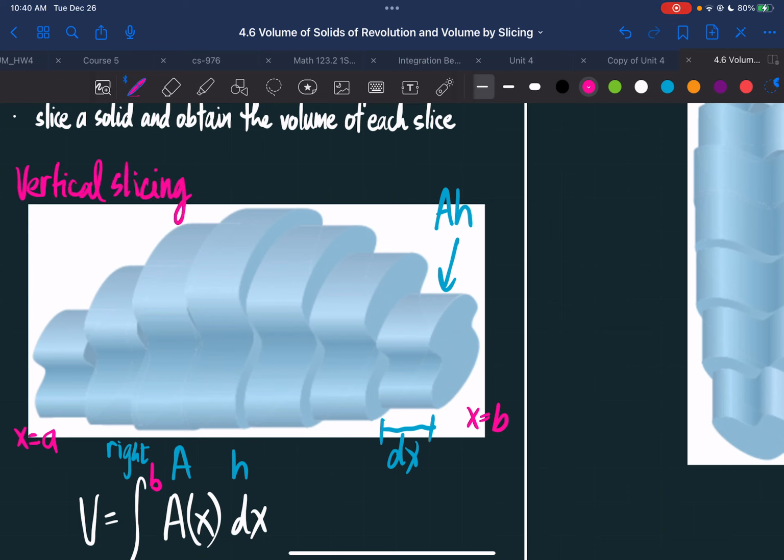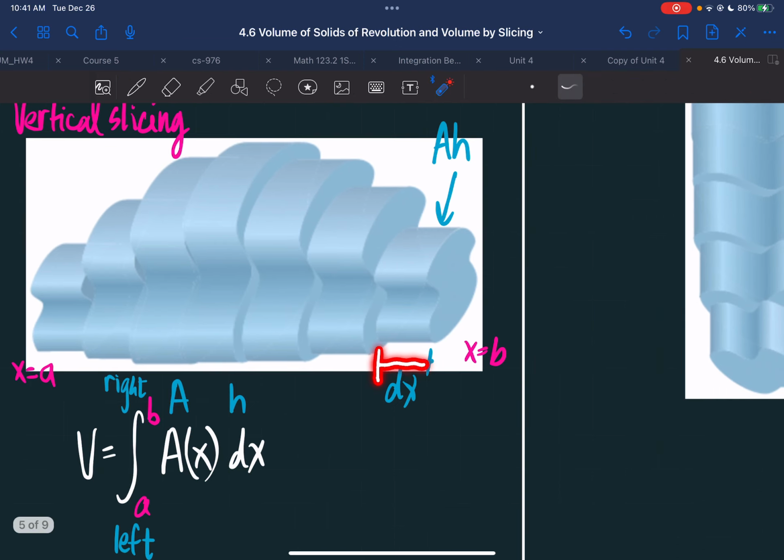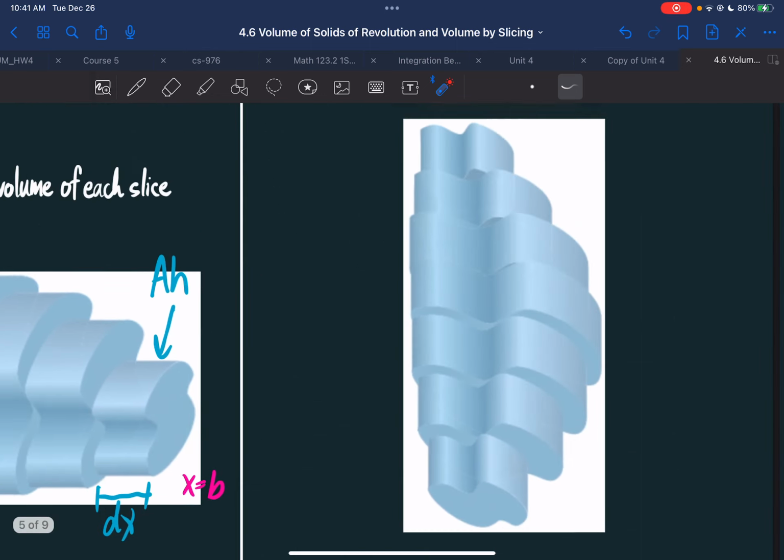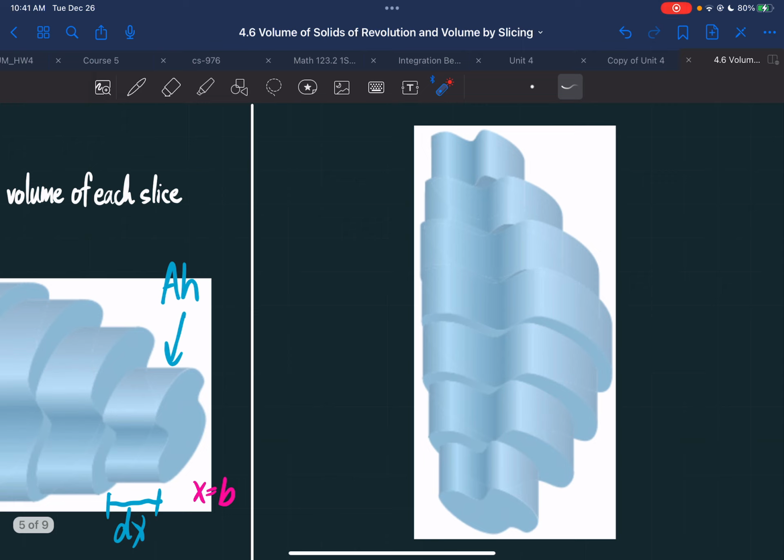So once again, if you have vertical slicing, that means that your height is horizontal. And if your height is horizontal, that means we are spanning this solid through x values. For this one, what we did is to slice horizontally. So this one is horizontal slicing.